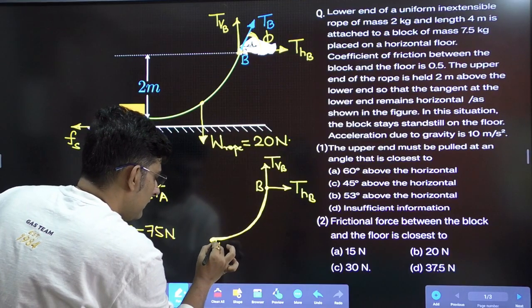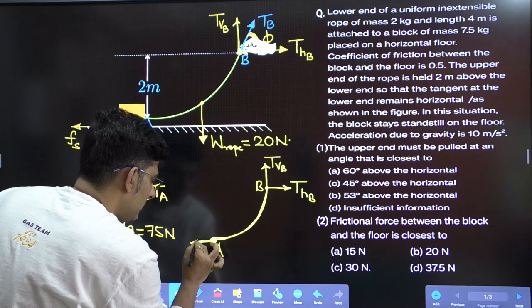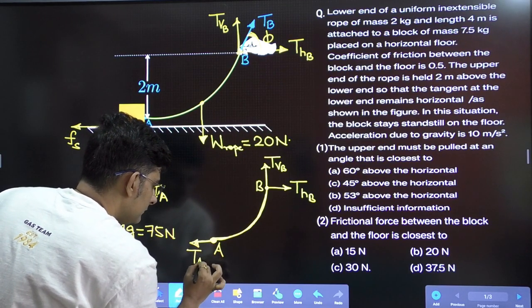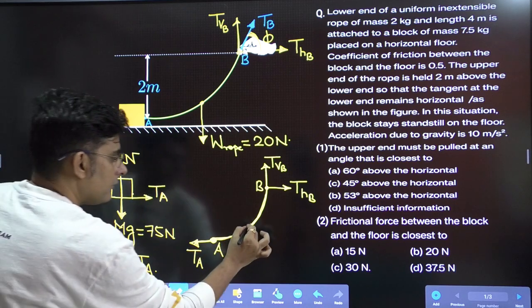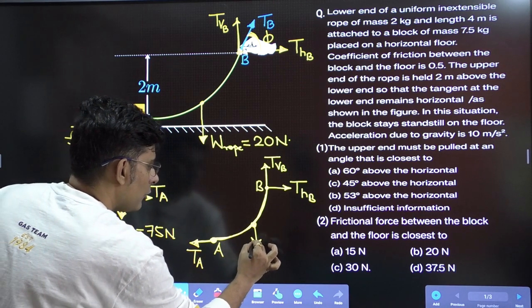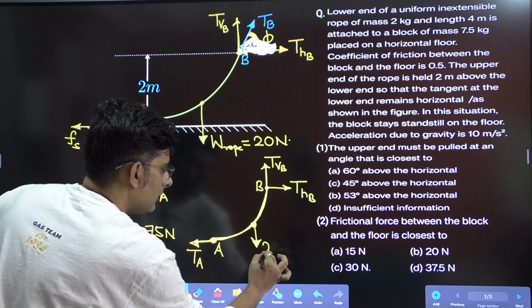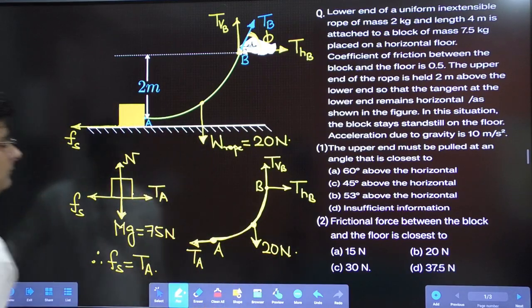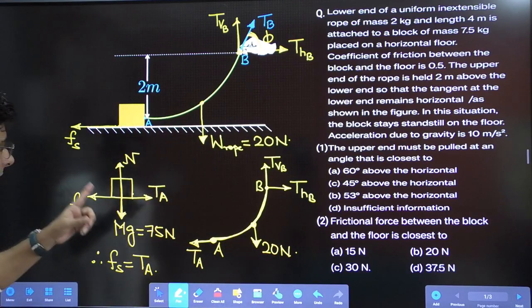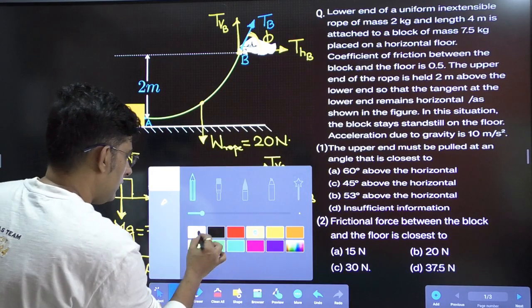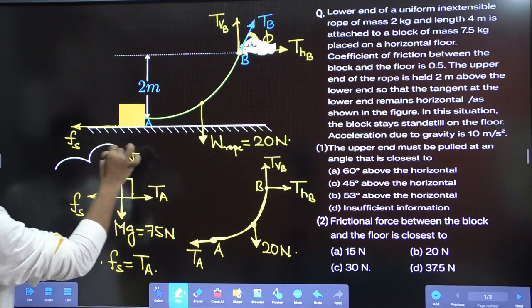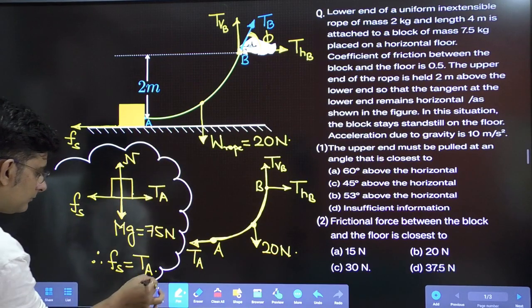Now at point A, the tension on the rope will pull it backwards, TA, and we have the weight of the rope acting downwards, which is 20 Newton. So what can we say for the two cases which I have shown in the diagram?